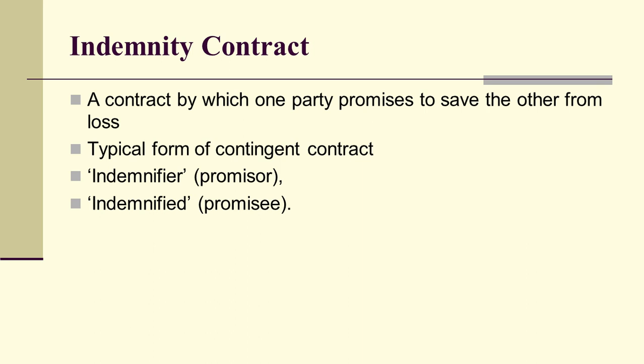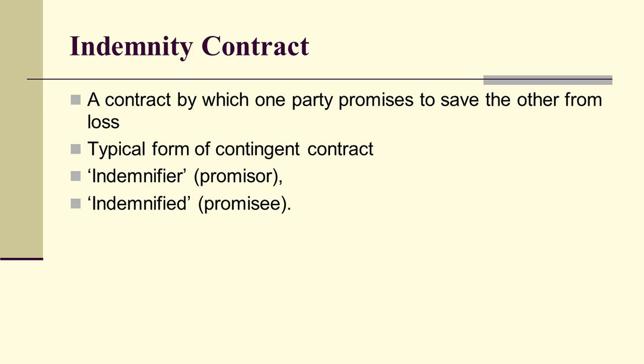One activity depends on the other activity. It's called a contingent contract. If anything exists, then I will do accordingly. If it does not exist, I will not do accordingly. So one activity is dependent on another activity. This is called a contingent contract. So the contract of indemnity is the same as the contingent contract. It's a form of contingent contract.